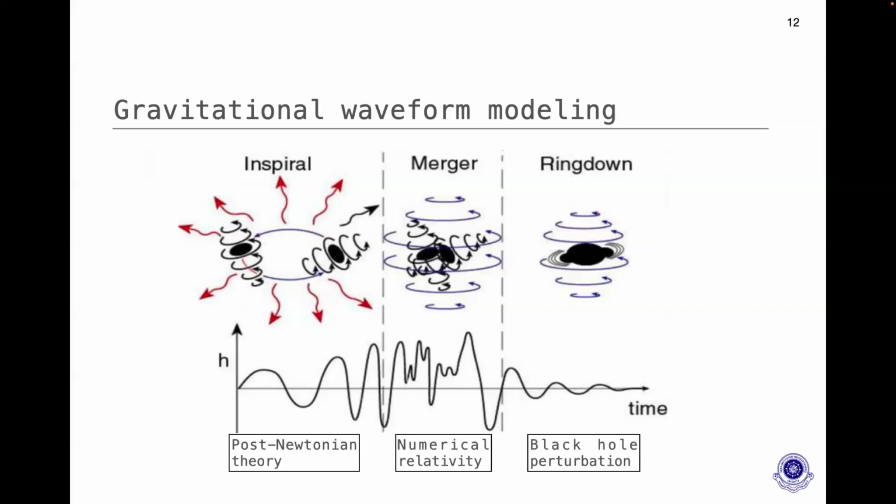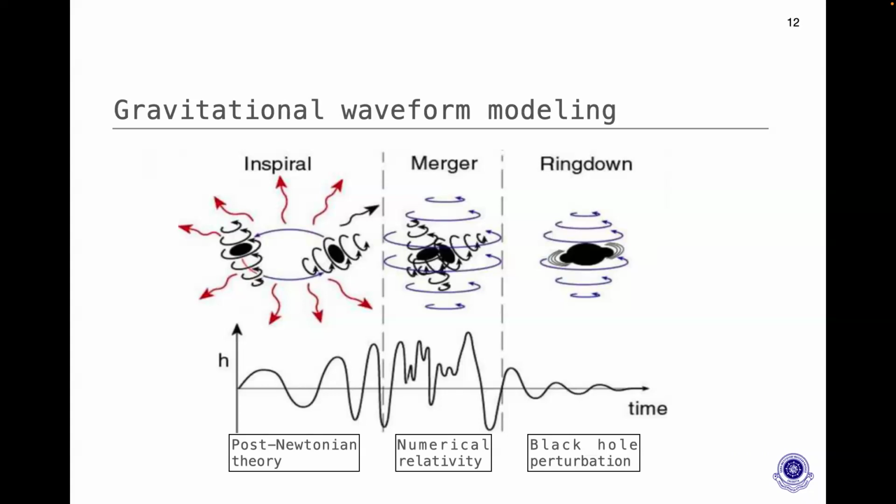Now, when the two objects merge, you cannot use analytical modeling, and you have to rely on numerical relativity techniques. The third regime, where the merged object slowly settles down to a proper Kerr black hole, radiating gravitational waves, is known as ringdown. And this part of the waveform is modeled with black hole perturbation theory.